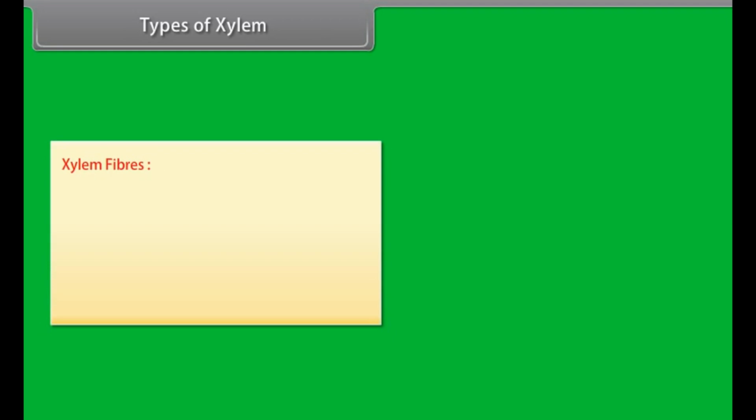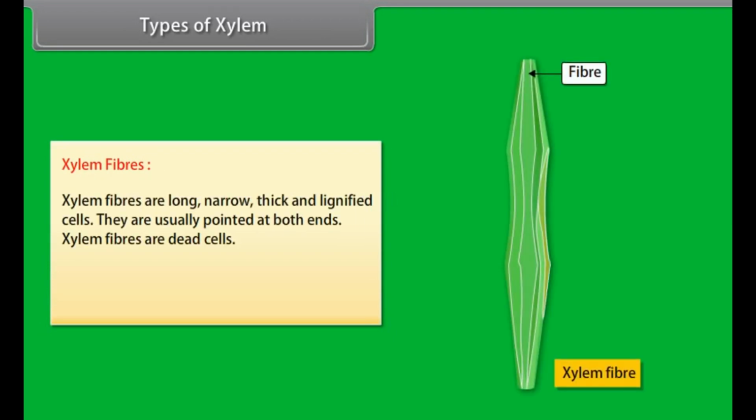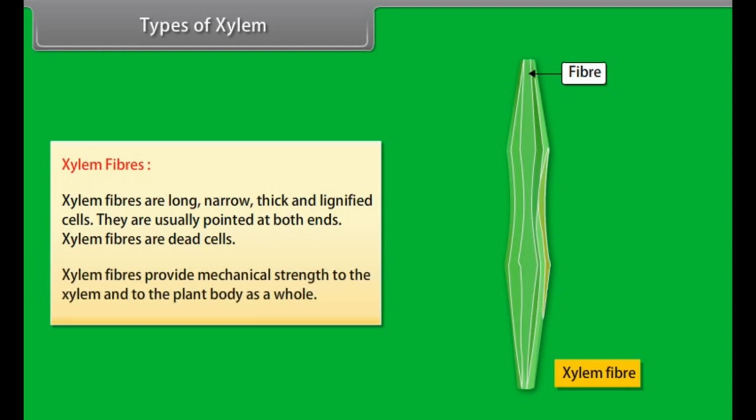Types of xylem. Xylem fibers. Xylem fibers are long, narrow, thick and lignified cells. They are usually pointed at both ends. Xylem fibers are dead cells. Xylem fibers provide mechanical strength to the xylem and to the plant body as a whole.